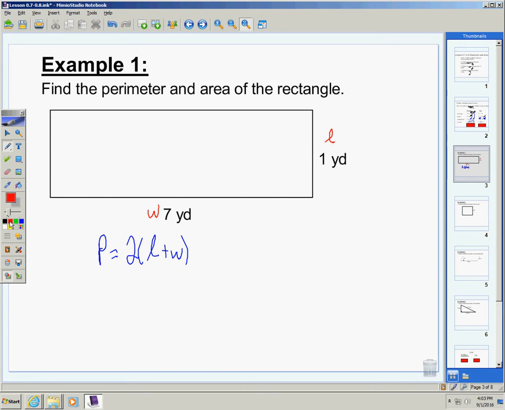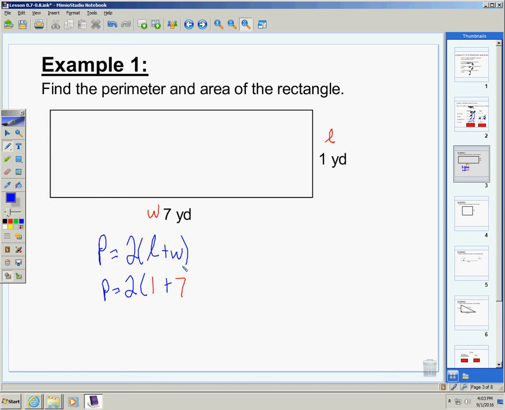Now I'm going to plug those numbers in. So I have perimeter equals 2 times the quantity of my length, which is 1. And you may have before always written in yards. I don't like to write those in until the very end. So just know that we're going to have to add a label at the end. Plus my width, which is 7 yards.